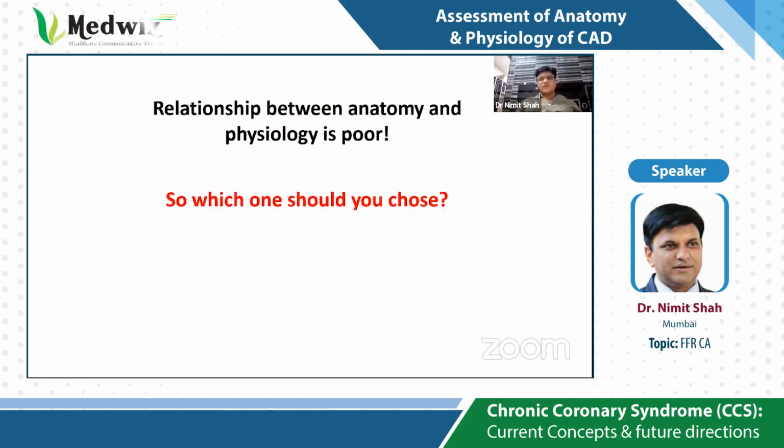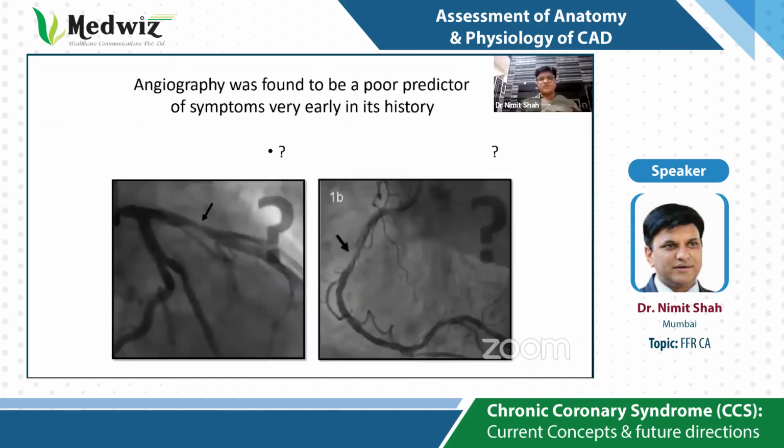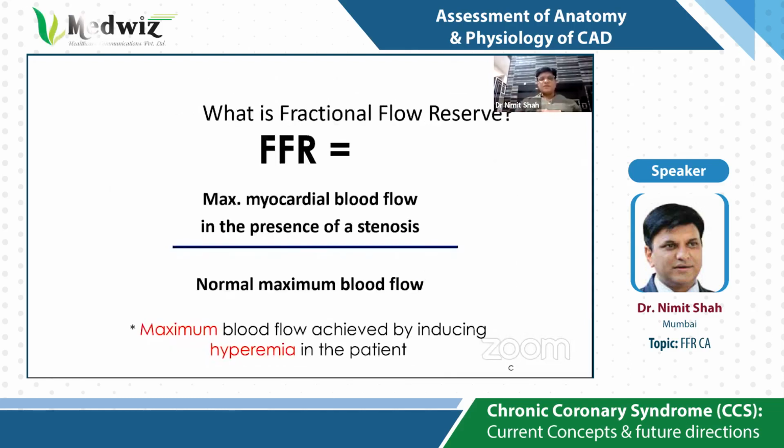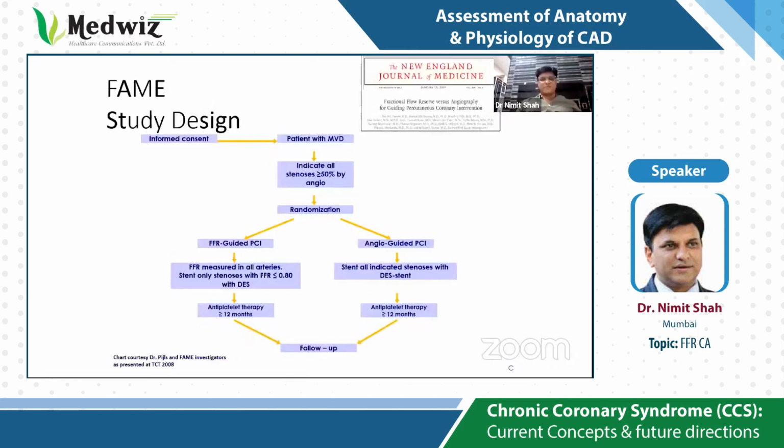The relationship between anatomy and physiology is poor. We know that. Which one should we use? Should we use IVUS or FFR? I would use FFR, because we know angiography or anatomy is a poor predictor of symptoms very early in its history. FFR again is the maximal blood flow in the presence of stenosis divided by normal maximal blood flow, which is achieved by using hyperemia.